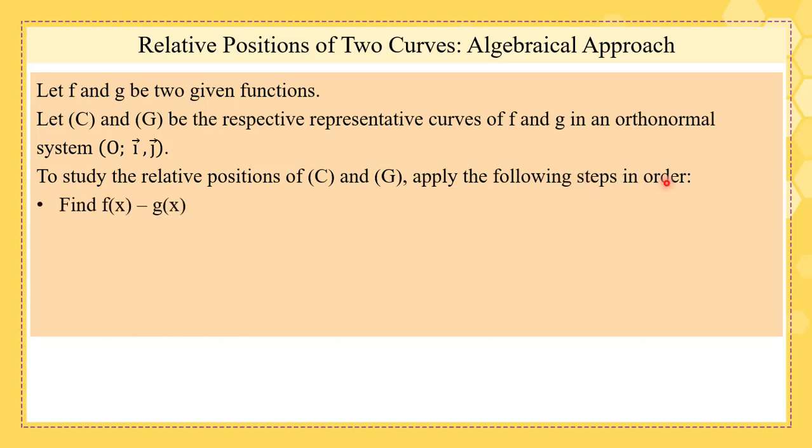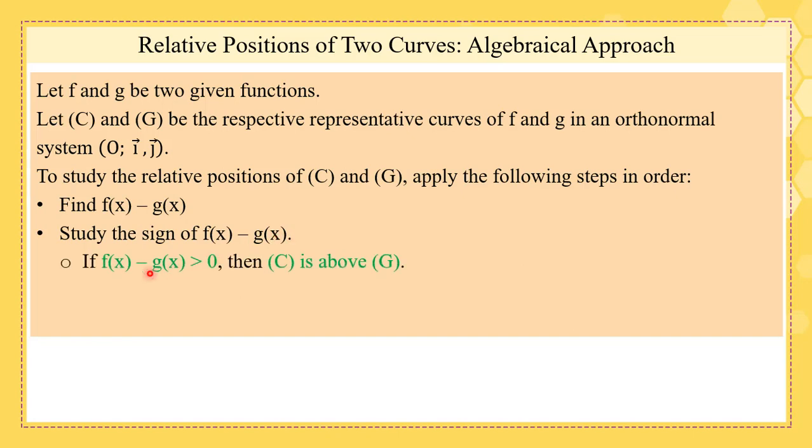So first, we have to find f of x minus g of x. Remember, we are finding the relative positions of C and G. So we find f of x minus g of x. We study the sign of f of x minus g of x. Now, if f of x minus g of x is greater than 0, then we can say that C is above G. C is the representative curve of f, and G is the representative curve of g.